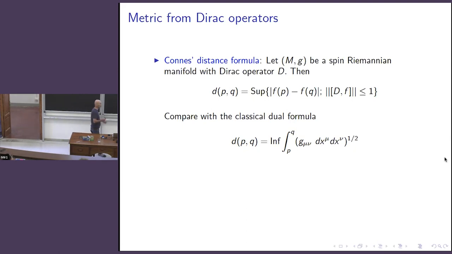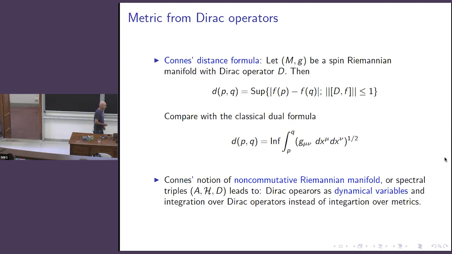In Connes' approach, you're probing the space by looking at fields on the space, or sections of bundles and things like that. So it's a dual approach, but the formula, nevertheless, is quite effective. So this idea led to, as we know, Connes' notion of non-commutative Riemannian manifolds, or spectral triples.